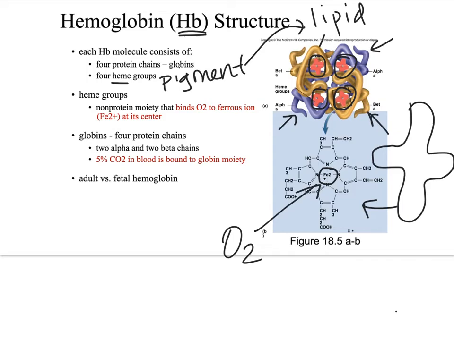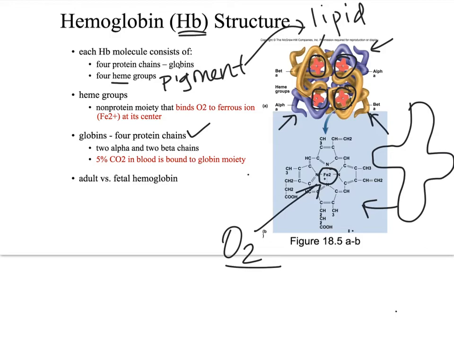well, the iron is a key component of hemoglobin. So you need the iron to make the hemoglobin, which is going to carry the oxygen in your red blood cells. The globins are 4 protein chains.